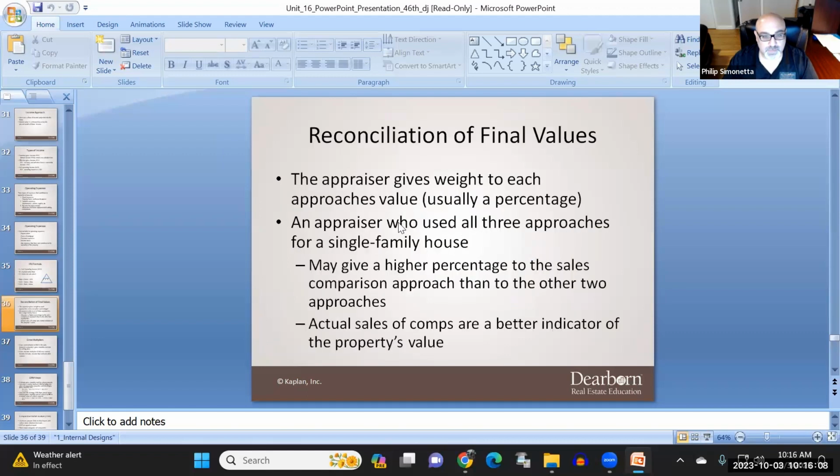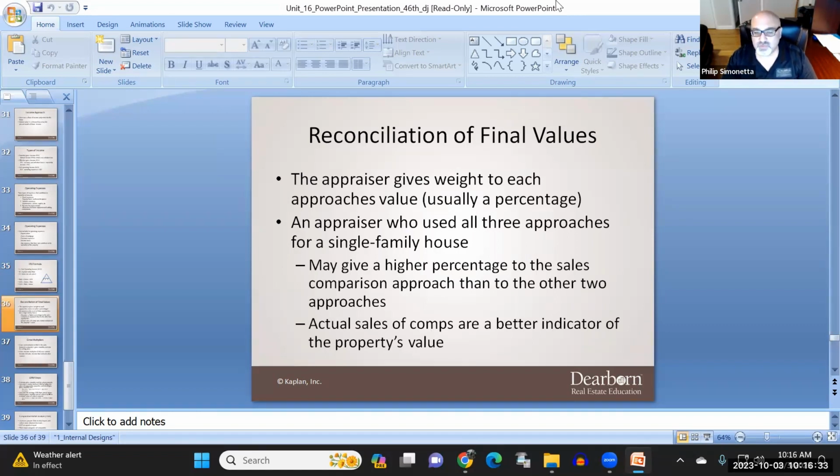All right. Now let's look at the reconciliation of the final values. Once they do all this, how do they reconcile it? The appraiser gives weight to each approach value, usually a percentage. So if they use all three approaches, they'll say 50% sales comparison, 25% cost approach, 25% income approach. They'll break it down into percentages.